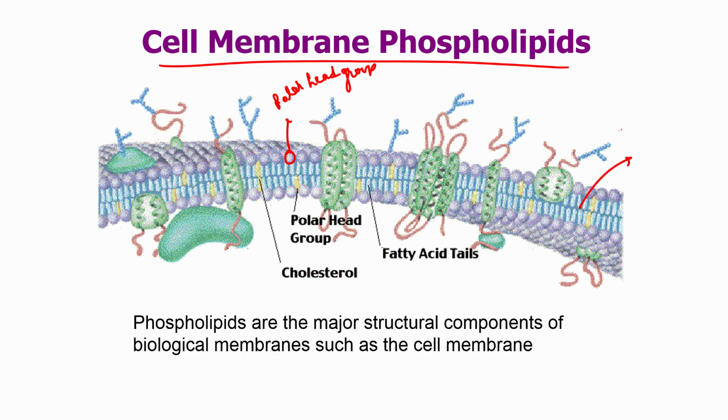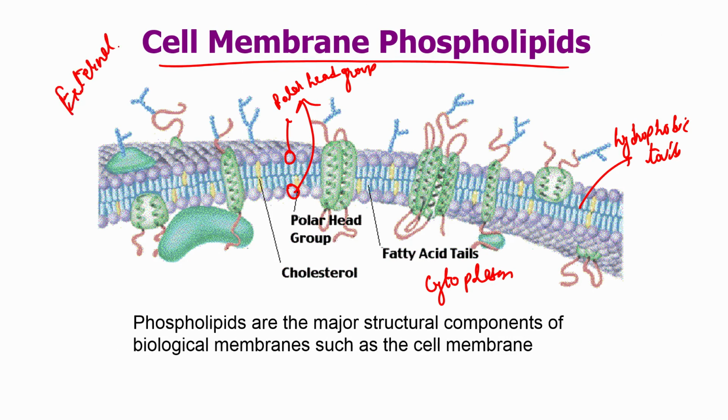You have these hydrophobic tails, and again there is another polar head group. And then this is where the cell cytoplasm is, and this is the external. So, there are several types of phospholipids that cells contain.